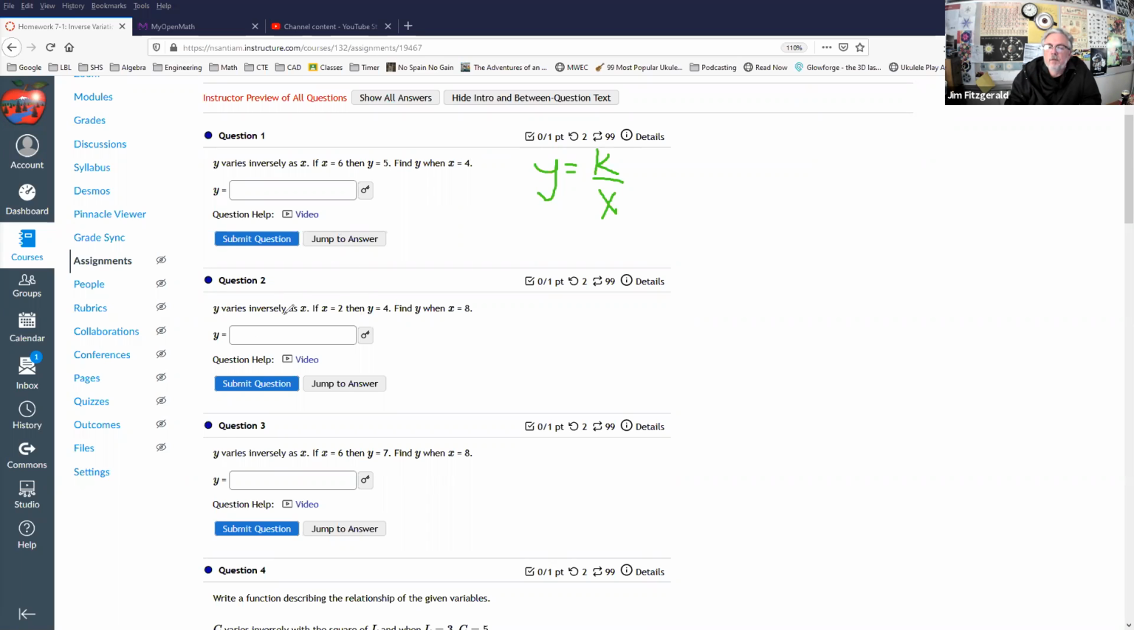Okay, the same thing with number 2, y varies directly or varies inversely as x. Question 3, y varies inversely as x. So those are all the same way. We're all just setting up this equation, plugging in numbers, figuring out what that k value is, and then we can answer the questions.